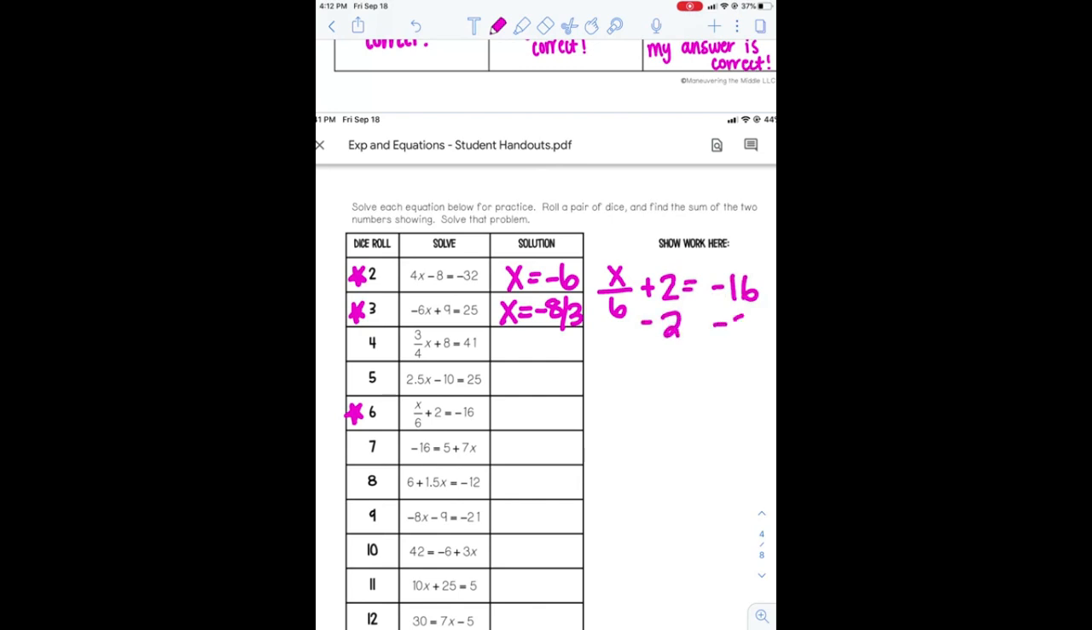So the first thing I'm going to do is get rid of that 2 that's added by using subtraction on both sides. And that's going to give me x over 6 equals negative 18. And to get rid of that division by 6, I'm going to multiply by 6 on both sides. So I'm going to use the opposite. And that's going to give me x equals negative 108. Okay, so that's what I'm going to write for my solution.